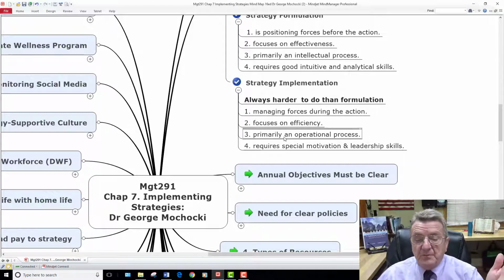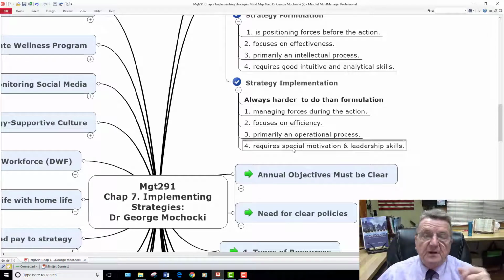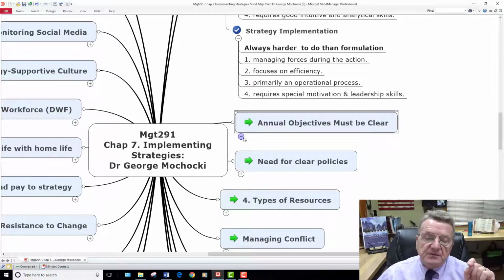Focus on efficiency, primarily on operational processes. It requires special motivation and leadership. And I've been through a lot of that in the corporate world, even with some of the smaller businesses. How do I turn the culture around? Easier said than done. Trust me. Okay. Now, your annual objectives must be clear.